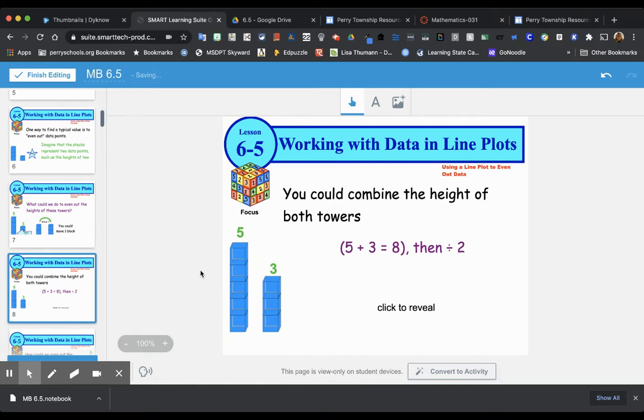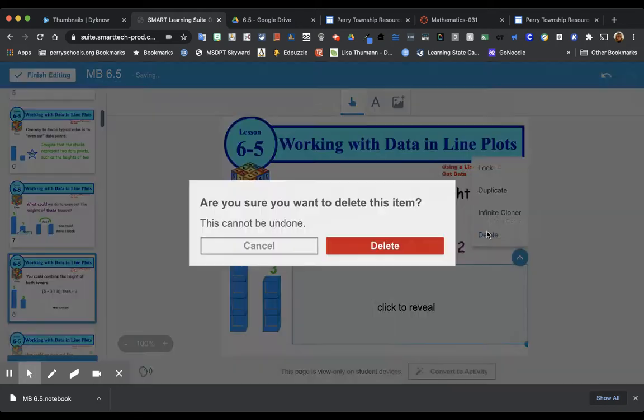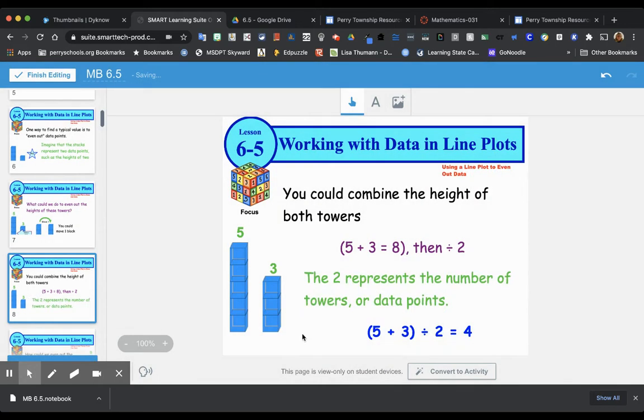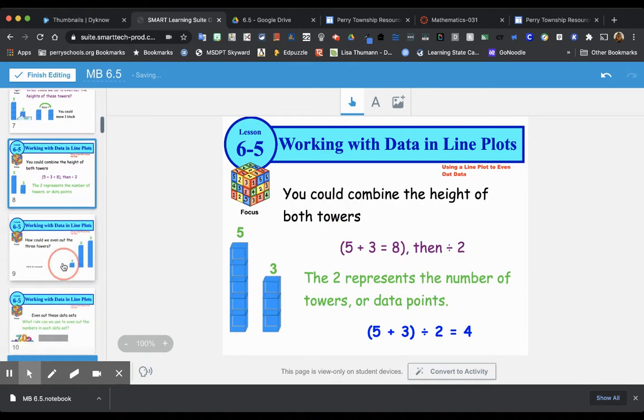So a way to look at it is also to combine the heights. We could do 5 plus 3, which equals 8, and then we divide that into two groups. That is another way of evening them out, finding the typical, or like I said, finding the average. The 2 represents the number of towers or the amount of data that we've collected. So here we have 2 pieces of data, the 5 and the 3. So we add them together and we divide them, or even them out, giving that 4. So there are 2 different ways of doing the exact same thing.